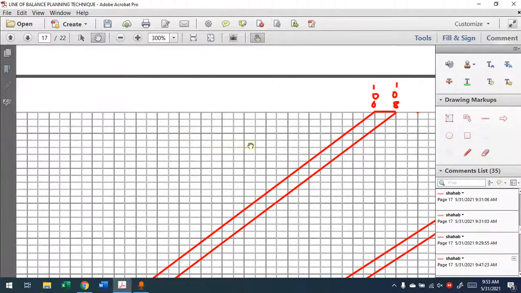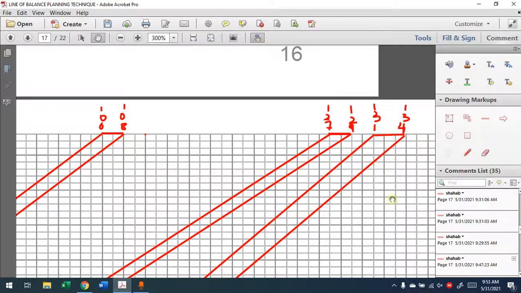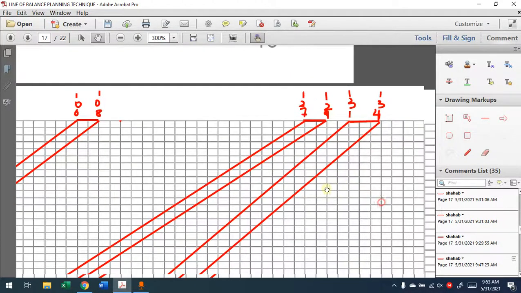So what does that 134 mean? It means the last day for the third operation for the last unit. So this is first, second, third operation, for the last unit. The top is the last unit, which I explained in the previous videos. That is how you use this line of balance to answer those kinds of questions.